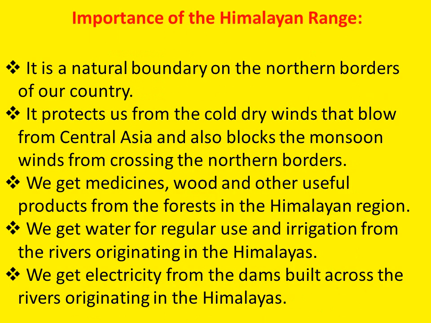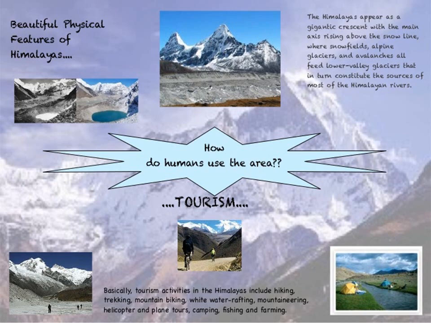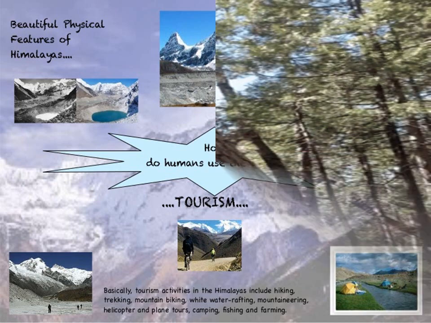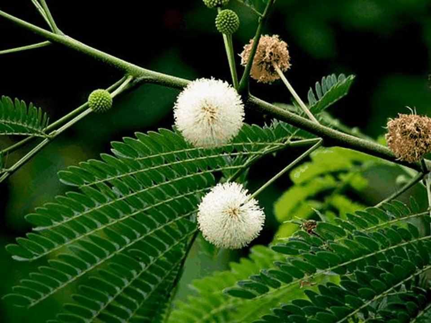Now, let us understand the importance of Himalayan range. Firstly, it is a natural boundary on the northern borders of our country. Secondly, it protects us from the cold, dry winds that blow from Central Asia and also blocks the monsoon winds from crossing the northern borders, resulting in heavy rainfall in northern plains.